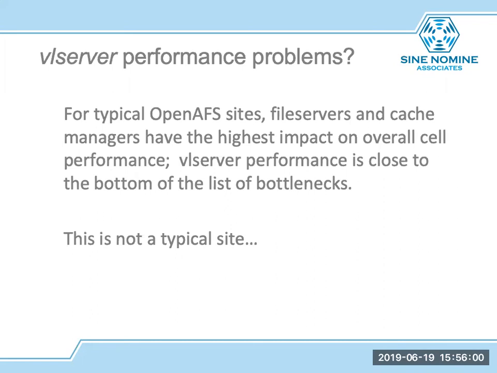For a typical cell, usually it's the file servers and the clients that are the focus of any performance issues. VLservers are generally very low maintenance. They don't have very high hardware requirements, and they're usually not very busy at all. And the same for the PT servers as well. The database servers are generally very low volume for a typical cell, but what I'm going to describe to you is not a typical site.